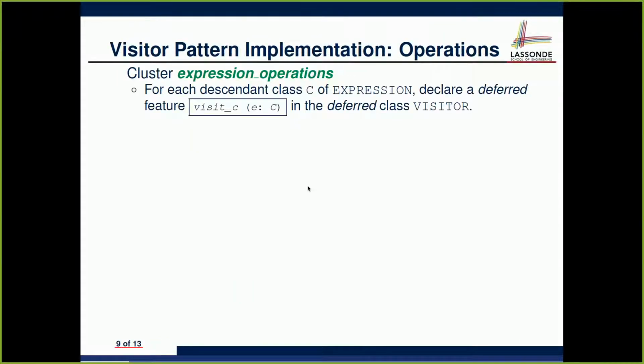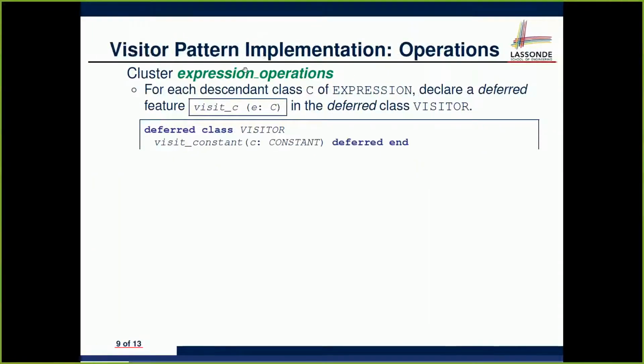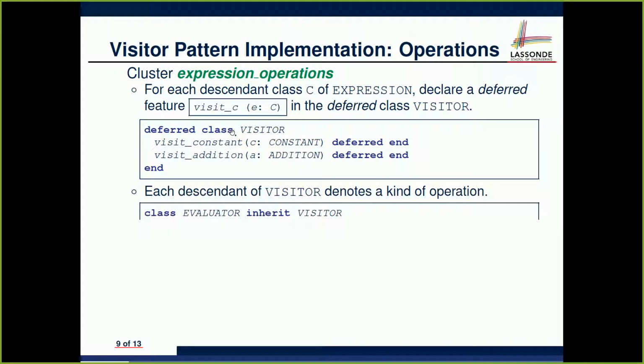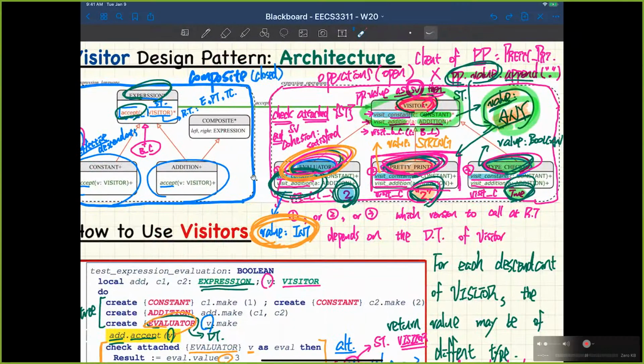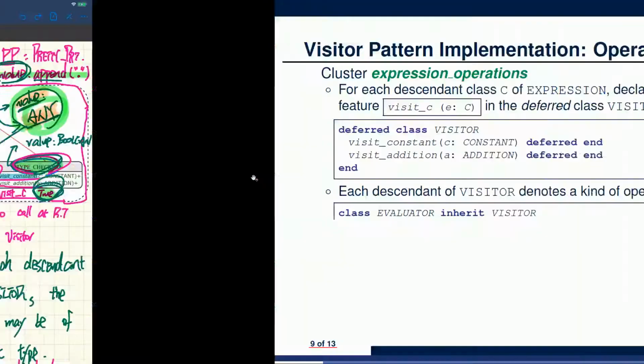Okay, so now for each descendant class for expression, we're going to have a visit. That's the rule I talked about before. And then let's say visitor. That's a deferred class, right? So this class is the top level over here. And then we have visit constant, and also visit addition, right? We covered that already. For the evaluator, the evaluator inherits from visitor. So that means every deferred feature in the visitor, namely visit constant and visit addition, must be implemented in the evaluator. So now how do we implement them?